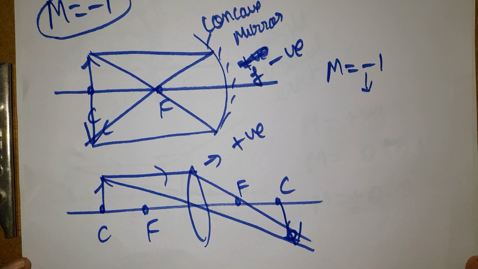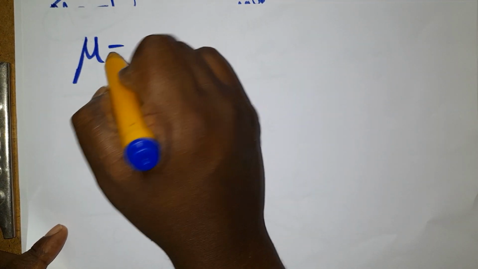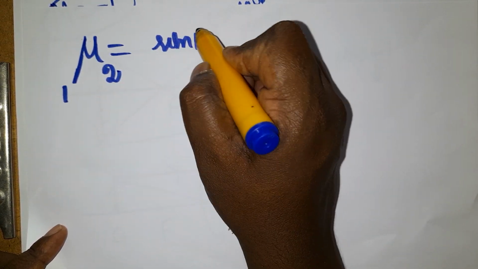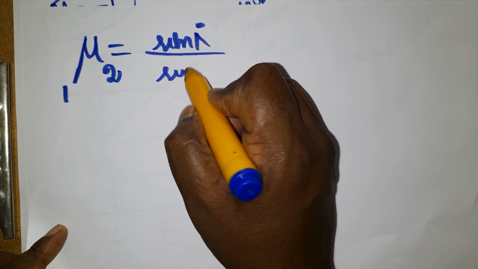Okay, next one, refractive index. According to Snell's law, when light travels from the first medium to the second medium, the refractive index is sin i by sin r, the incident angle by the refracted angle.